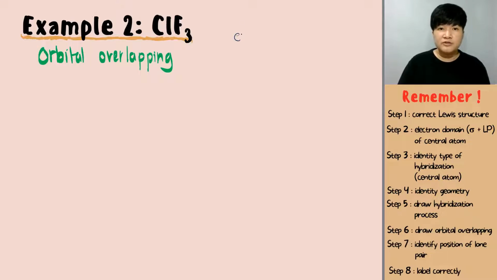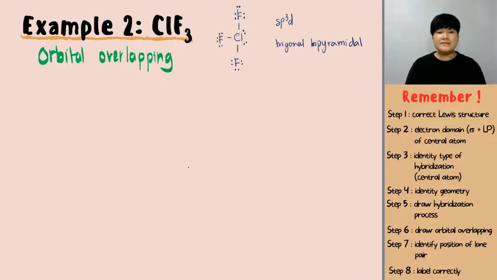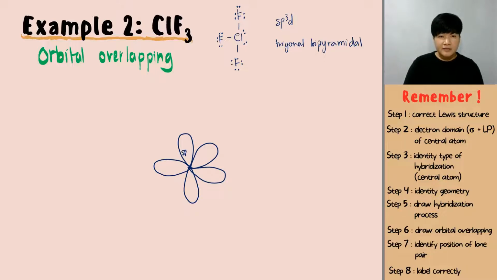Want to remind you, your ClF3 looks something like this just now. So, let's start off with our central atom, chlorine, that is holding sp3d hybridized orbitals in the shape of trigonal bipyramidal. Okay, label that, this is my sp3d. And this sp3d is for my chlorine.